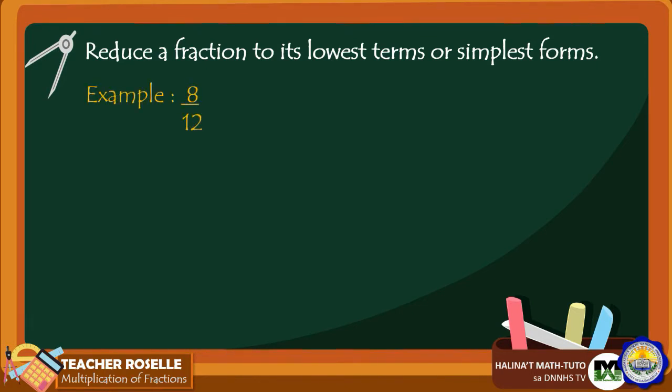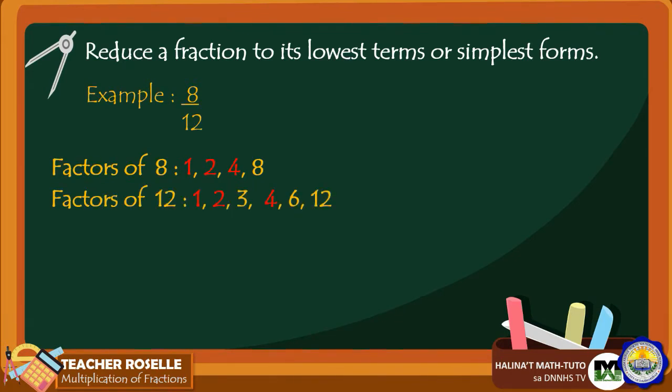Let's have this example. Reduce 8 over 12 to its lowest term. First, we need to get the GCF of 8 and 12. How do we do that? We list down the factors of 8 and 12, or the numbers that can divide 8 and 12 exactly or without remainder. The factors of 8 are 1, 2, 4, and 8, while the factors of 12 are 1, 2, 3, 4, 6, and 12. As you can see, they have common factors which are 2 and 4. Since we are talking about the greatest common factor, therefore, the GCF of 8 and 12 is 4.